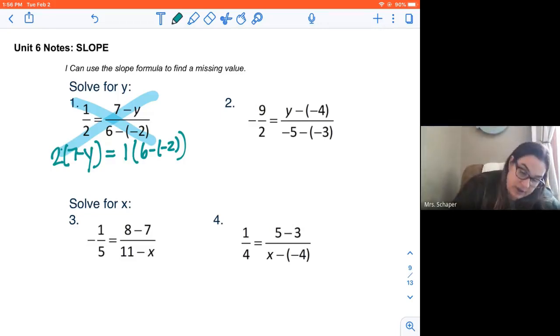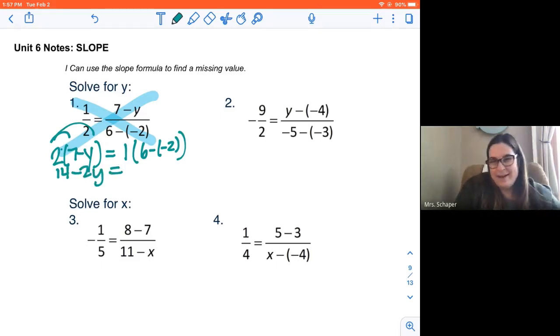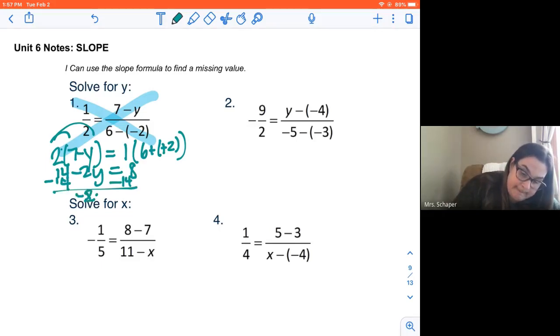So with this equation, I'm going to multiply. So I'm going to end up with 14 minus 2y. And then 1 times anything is itself. It's called the identity property of multiplication. So 6 minus negative 2 is like 6 plus 2, and that's 8. And now I'm going to work on solving that equation. I'm going to subtract 14 from both sides. And so I have that negative 2y is equal to negative 6. I'm going to divide by negative 2. So y equals positive 3.